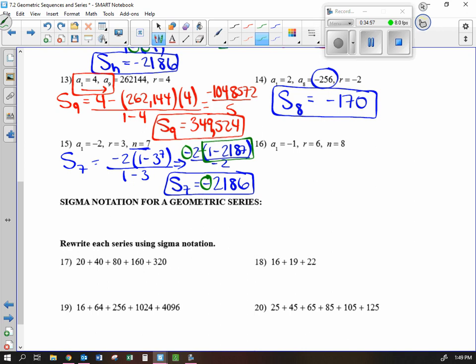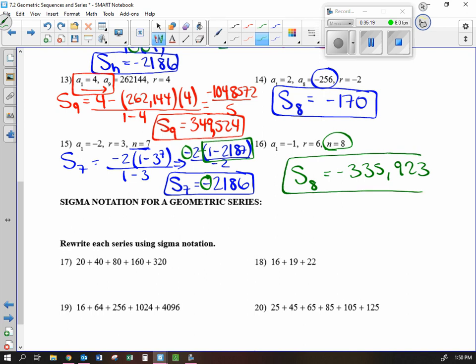16, again, pause here, try it. It's just like number 15. We're using that first formula because of our given. And remember, we're going to set it up as S sub 8 here because n equals 8. Our answer here is negative 335,923. Hopefully you got that.